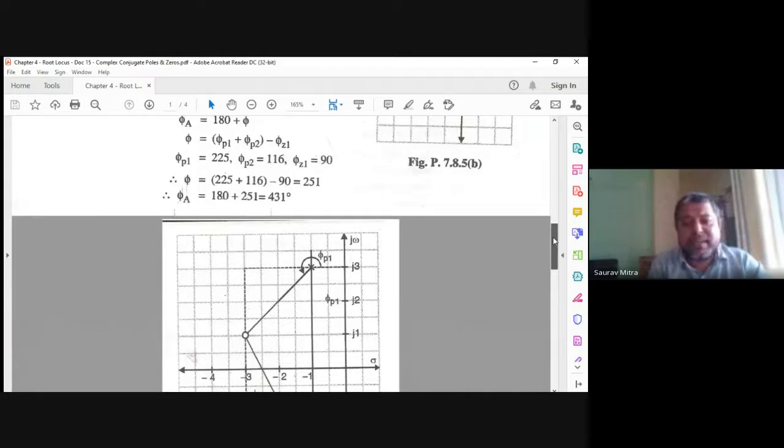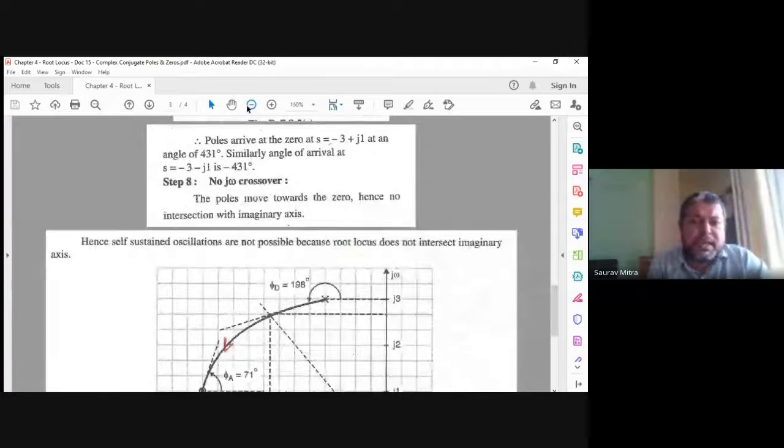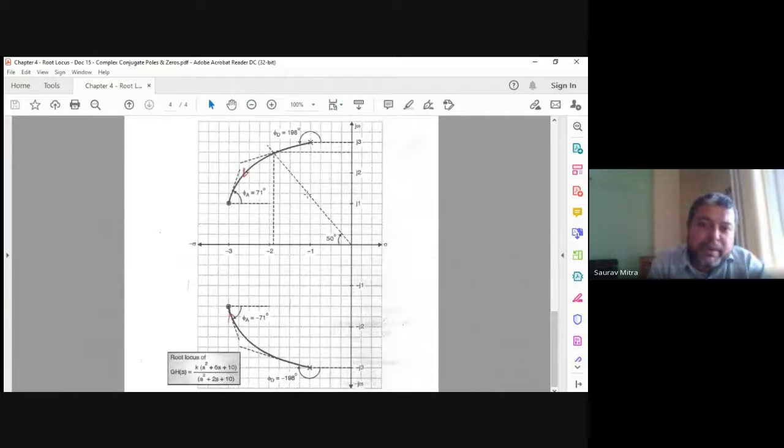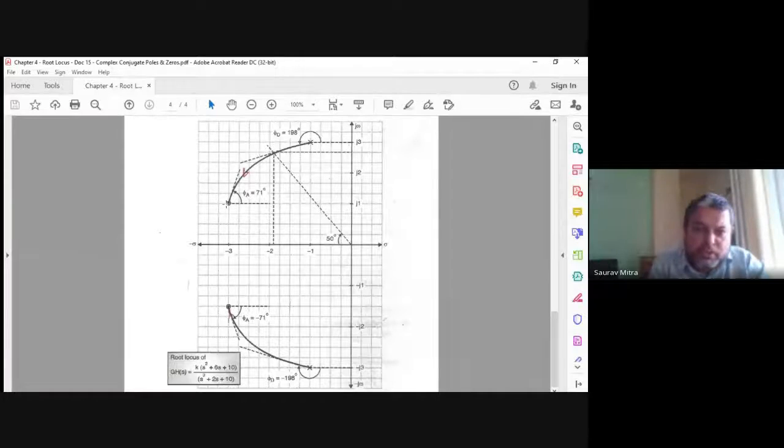So all the same things, there is no crossover, I told you previously also, because the root locus is totally confined in the negative side of the axis. So in this case, this is how the root locus is to be drawn. You just draw an angle of 198 degree from here, so it comes from here, it bends, and here also you have to draw a line of 71 degree. So between this 198 degree angle and 71 degree angle, the root locus will be confined, from the angle of departure to the angle of arrival.